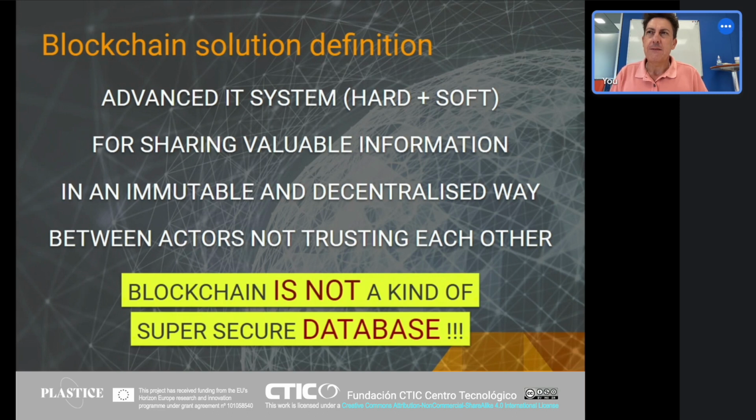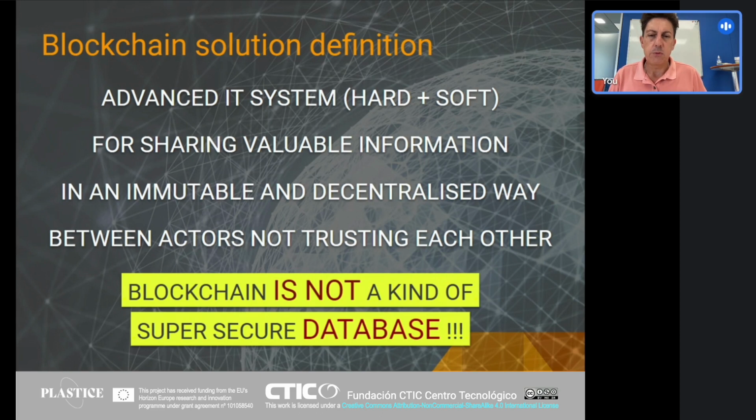But imagine that the model that we are going to create is to be able to incorporate new partners where we do not know anything about them. So we do not trust them, but we are going to develop a system that is able to work with those partners, not only with us. That's why we say that we do not trust each other.